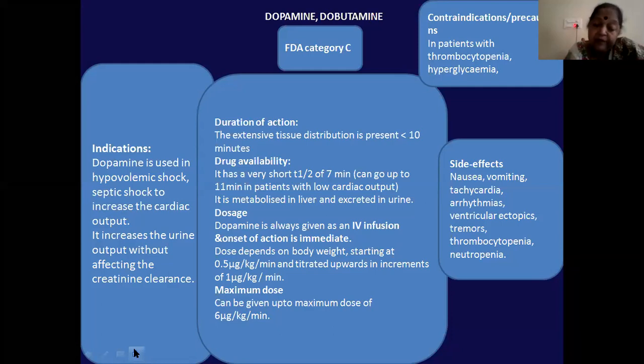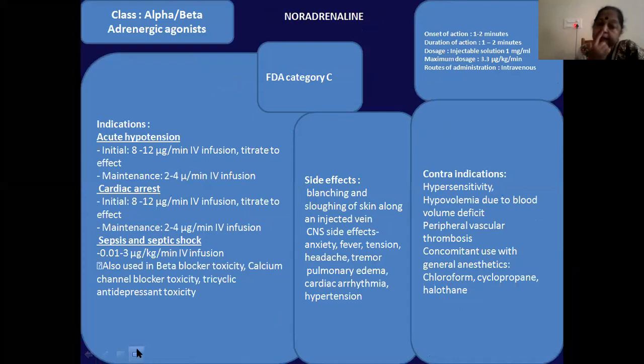So always dopamine is given as an IV infusion, and immediate action you can expect whenever you are giving. So the dosage is around 0.5 microgram per kg per minute, and it is titrated upwards in increments of 1 microgram per kg per minute. So maximum you can give up to 6 microgram per kg per minute. This is noradrenaline, another drug. And this acts very fast, and the maximum dosage you can give is up to 3.3 microgram per kg per minute.